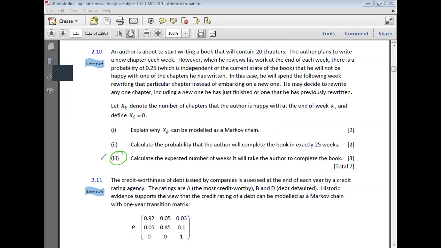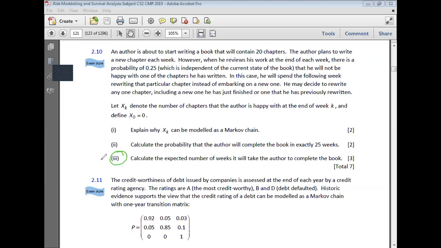So to calculate the expected number of weeks, let us just try to do this now. There is something that we'll be doing, but it's not quite exactly similar to the holding time or the waiting time that we're doing in the lectures. But I guess we should still do this. So we want to figure out the expected number of weeks it will take the author to complete the book.